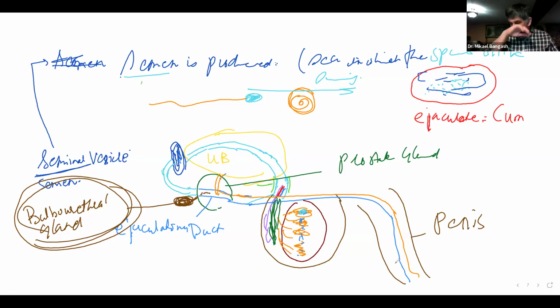Which may cause damage to the sperms. So meaning it's to counteract that acidic environment of the vagina. That's why the bulbourethral gland secretes its secretions, to protect the sperm from the acidic environment, or somehow buffer it or neutralize it. Did that make sense? Yes.